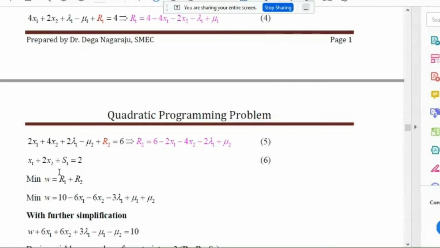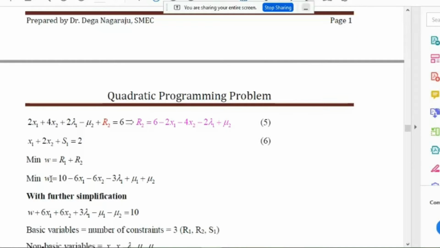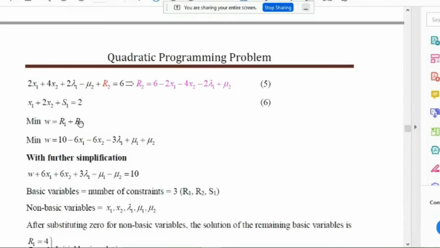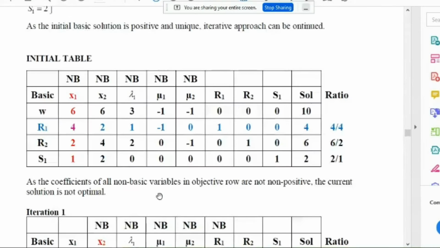Once the basic feasibility of the solution is verified, then artificially we need to develop another objective function in terms of artificial variables. Again, by substituting out those artificial variables, we will get the artificial objective function, in terms of small w. With the help of these linear equality constraints and the new objective function, we can formulate the initial basic table, and then this table can be solved using the simplex method like a linear programming model.